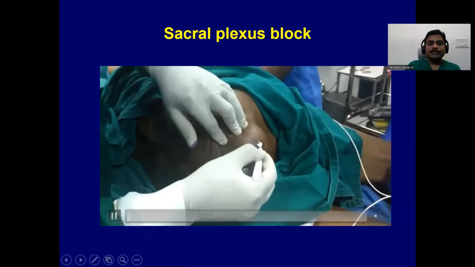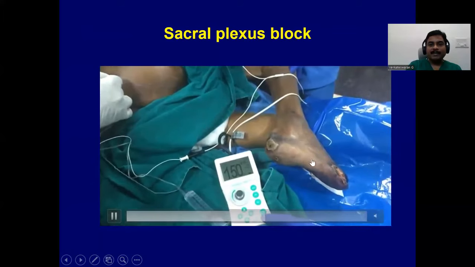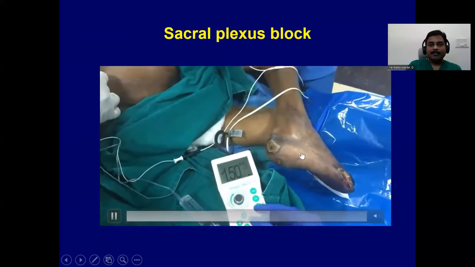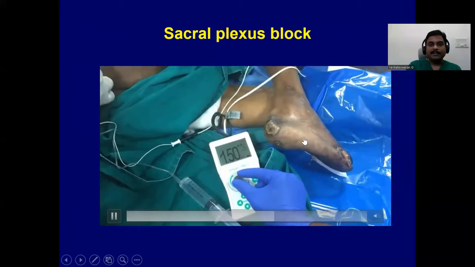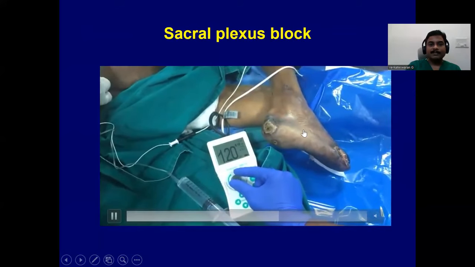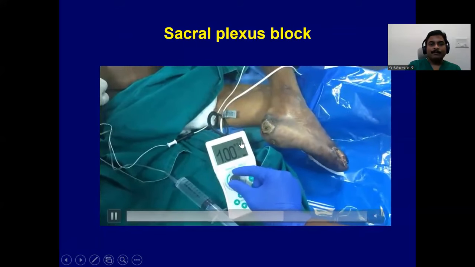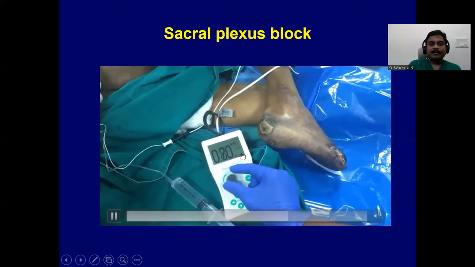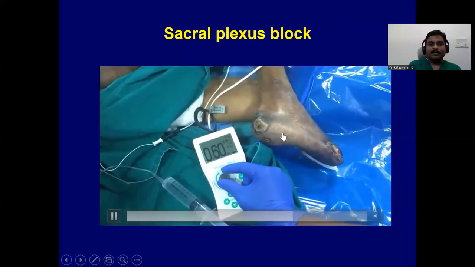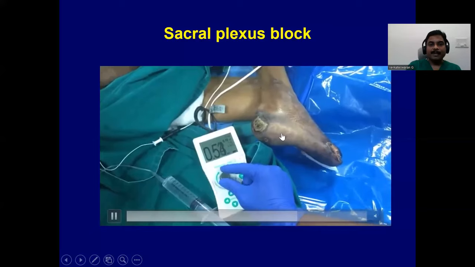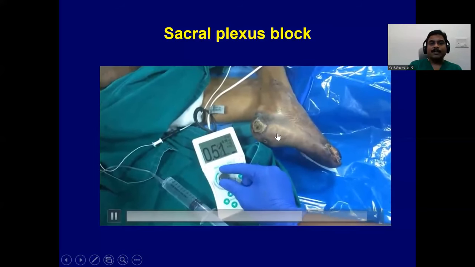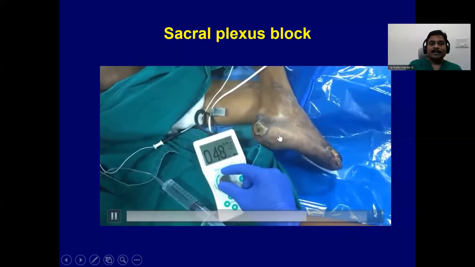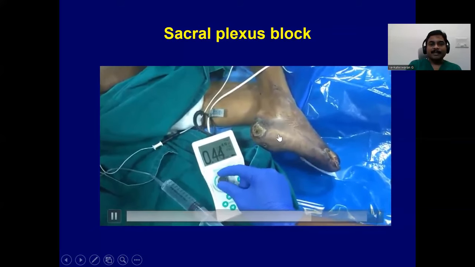You start reducing the current from 1.5 milliamps, and then finally you'll be able to get a hamstring twitch, a gastrosoleus twitch, and finally you'll get a plantar flexion. So either plantar flexion or dorsiflexion is the end motor response for the sacral plexus. You reduce the current to 0.5, and if you get a good plantar flexion or dorsiflexion at 0.5 milliamps, then it is the end motor response for the sacral plexus. And this is how to identify the sacral plexus.